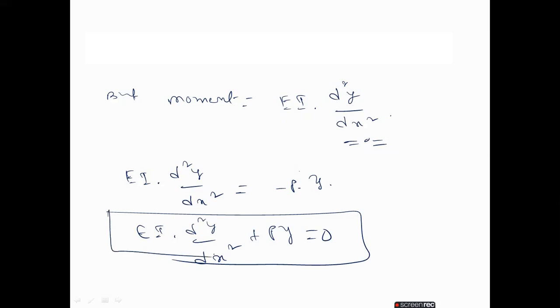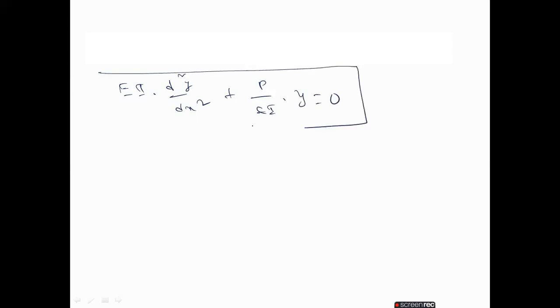Now the solution for the above equation, how will we solve this equation? I will write the equation again: d square y by dx square plus P by EI into y equals 0.